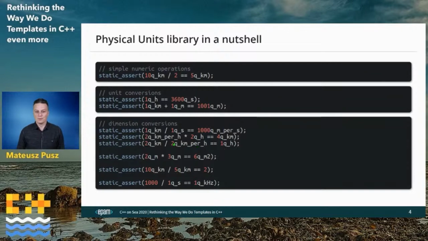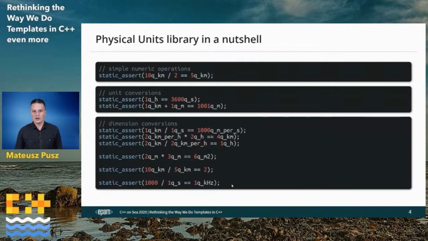Also, it's not only about operations on different quantities, because you can operate on the same quantities, and from multiplication or division of those, you will also get different quantities as a result. So for example, if you multiply length by length, you will get area, right? If you divide length by length, you will just get a scalar, something that's dimensionless. And if you divide a dimensionless value by a quantity of time, you will get a frequency.